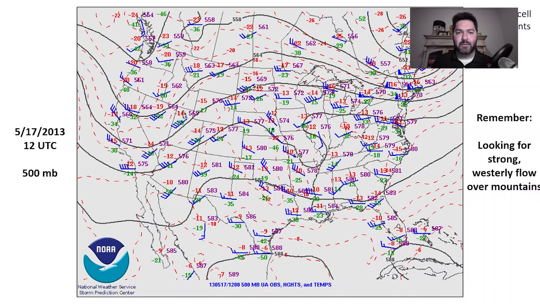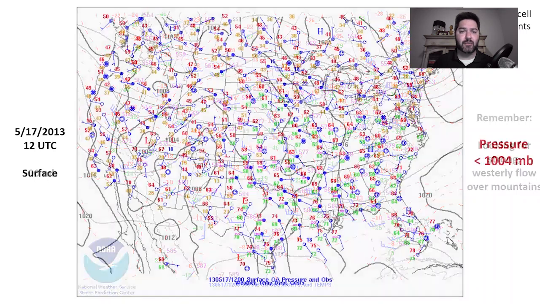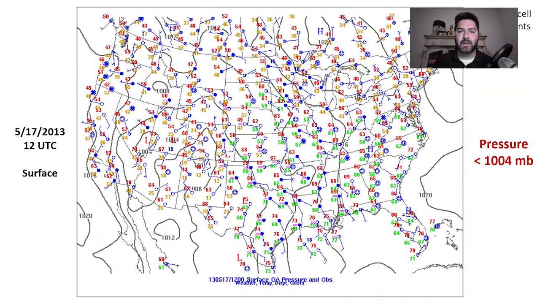We do see that the winds are westerly, but they're on the lighter side. So in this case, we wouldn't expect to see a very strong compressional warming and therefore not a very strong lee trough. And indeed, there is no area at the surface where the pressure is less than 1,004 millibars.